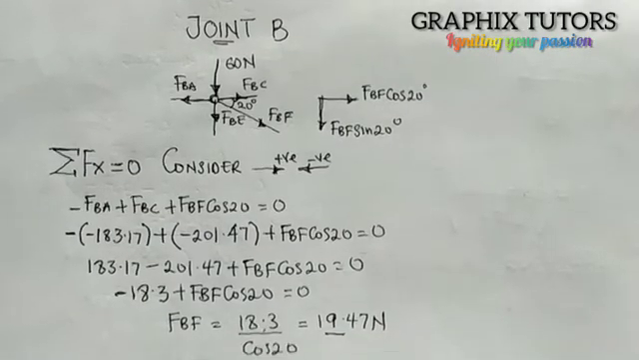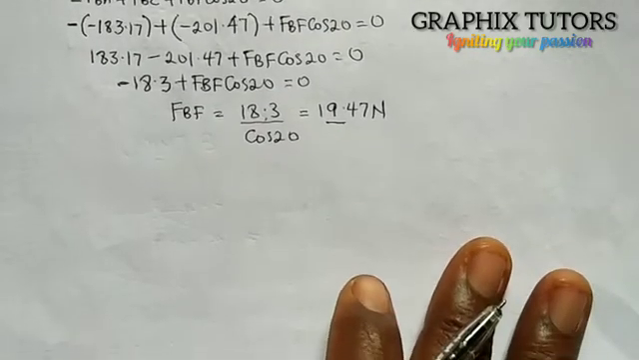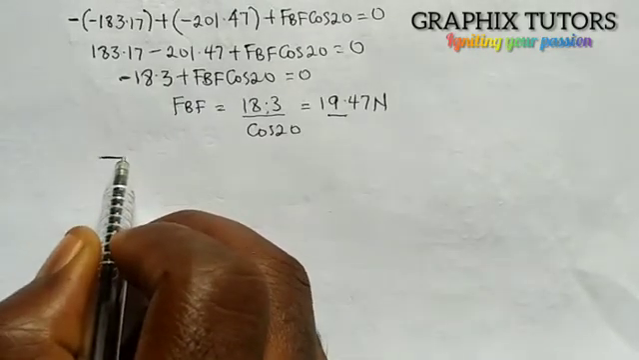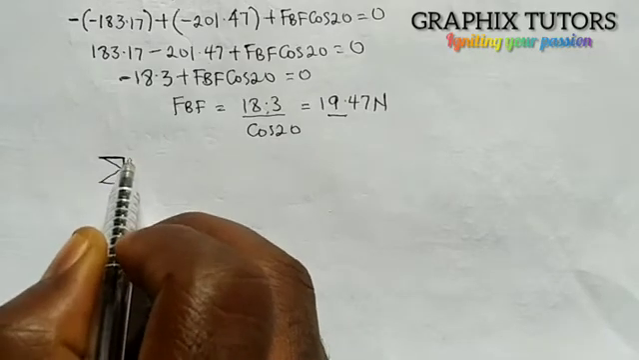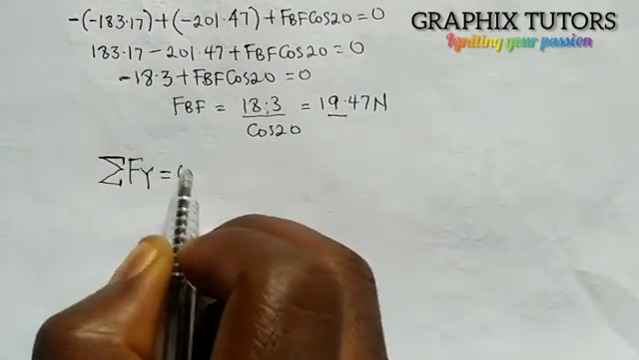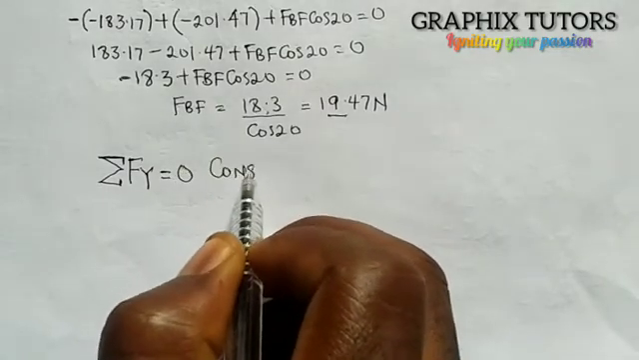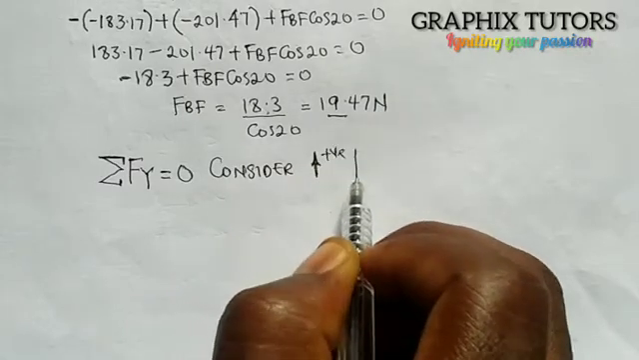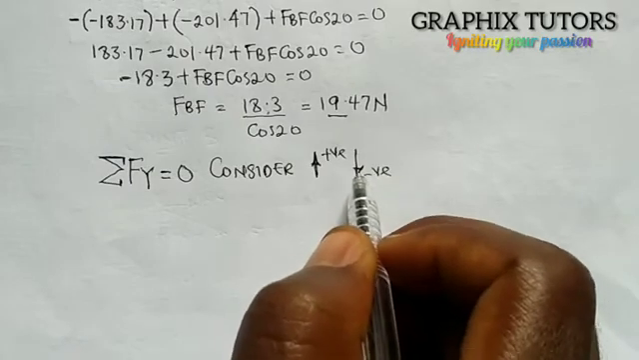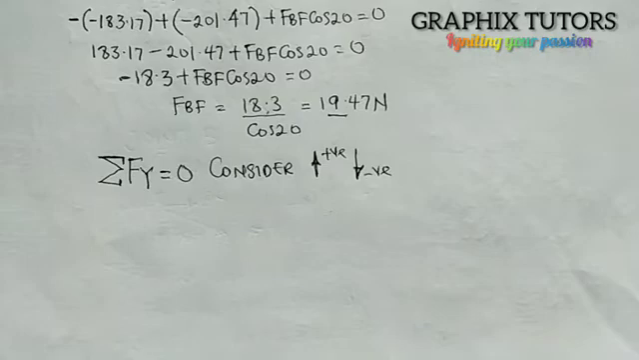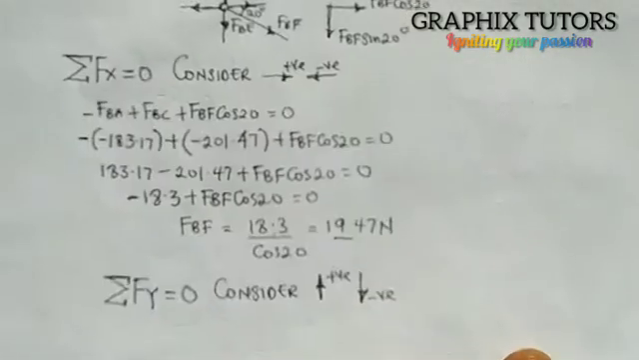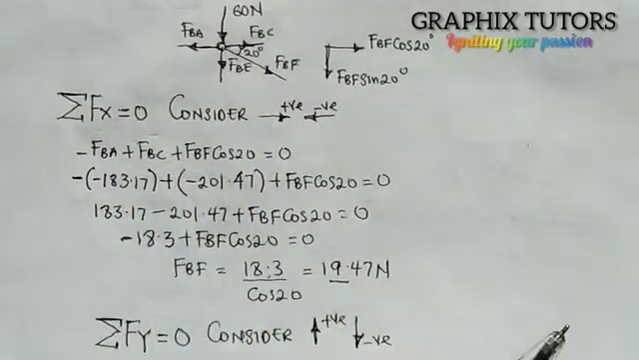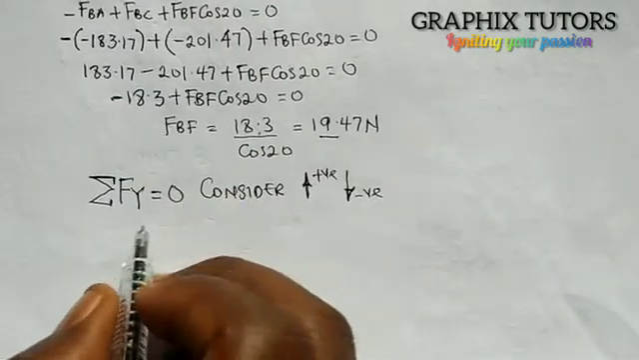Now you do the same thing for summation of Fy. Similarly, the summation of Fy will give me 0, where we'll consider the upward force to be positive and the downward force to be negative. So if you look at our diagram here, we have 60 kN acting downward, so it will be minus 60.